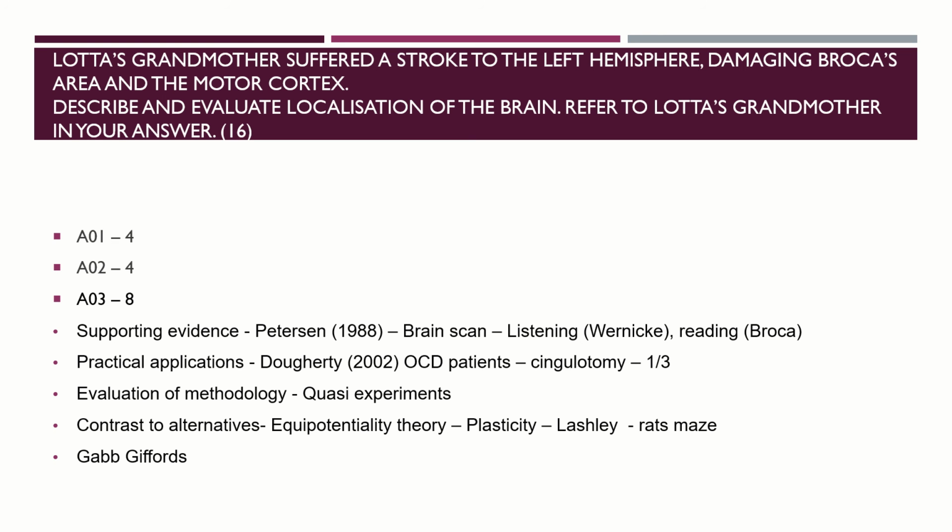Lashley found with the rats, and again with the rats and the mazes, you can use this idea that gradually they damaged more and more of the rat's brain. However, the rats were still able to learn a maze. This suggests there isn't a particular localised area of the brain that rats need to learn a maze. There isn't a maze-learning part of the brain. The brain manages that process holistically. So as bits of the brain are damaged, it can still manage it because another part of the brain picks up the function as well. You could talk about Gabby Giffords. She's a bit of a tricky one, but you could do. So 8 marks, 2 evaluation points.